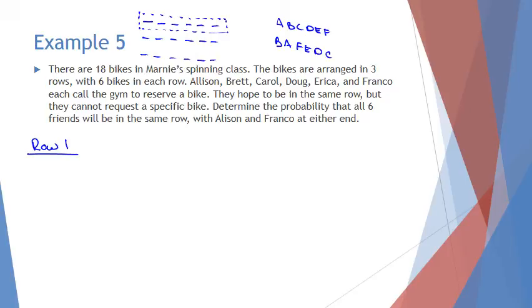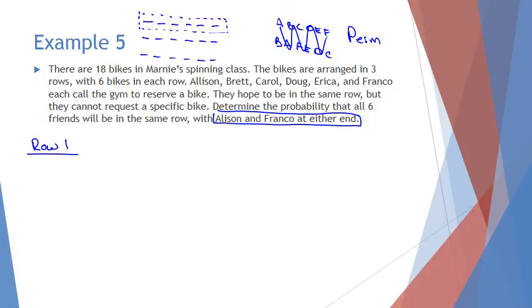Oh, there's C. So it would seem like it could be a good combination. It'd be a combination question. But at the very end here, it says Allison and Franco are at either end. So they actually care about the order. They need Allison and Franco to be at either end. So this one will be a permutation question.